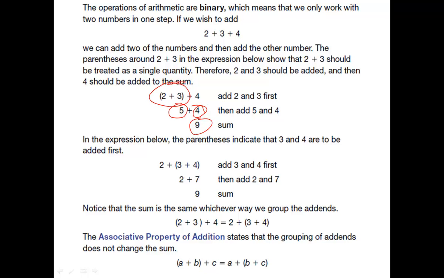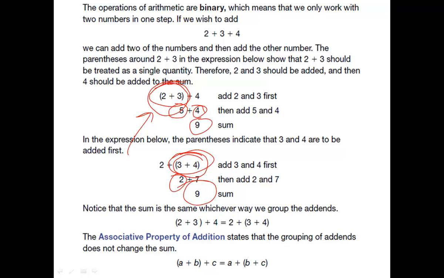In the expression below, the parentheses indicate that the 3 and 4 should be added first. So instead of doing the 2 and 3 first up here, down here we're going to do the 3 plus the 4 first, which is 7. Add the 2 to that, it still equals 9. So it doesn't matter whether we do this part first or this part first, we're still going to get the same answer.